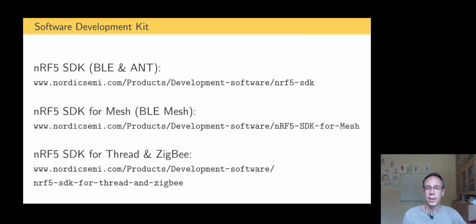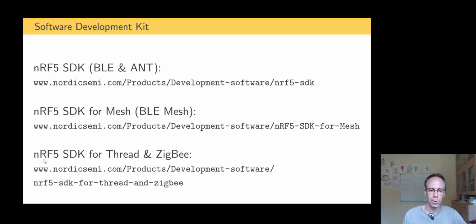The last thing we need is a software development kit for our Thread applications. Nordic Semiconductor has three types of SDK. The first one, nRF5 SDK, is just for Bluetooth Low Energy and it's a basic SDK. Then there is another SDK for mesh. This is for Bluetooth Low Energy mesh. It's also not the right one for us.